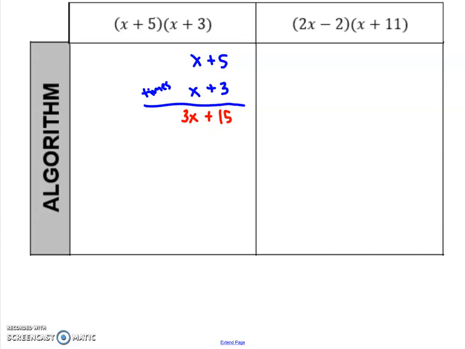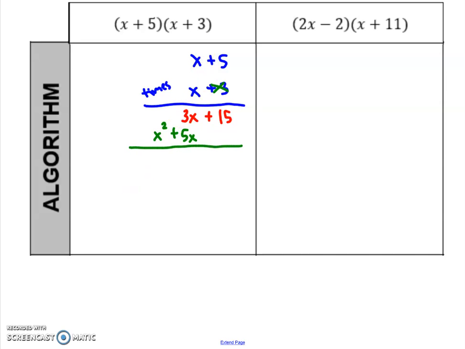I'm done with my 3, and so I'm going to move to the x and do the same thing, multiply times everything on top. X times 5 is 5x. I'm going to stack it where the like terms are. Okay, x times x, sorry, that was positive 5x, right? X times x is x squared. Mind your exponents, right? When I have the same bases, add the exponents.